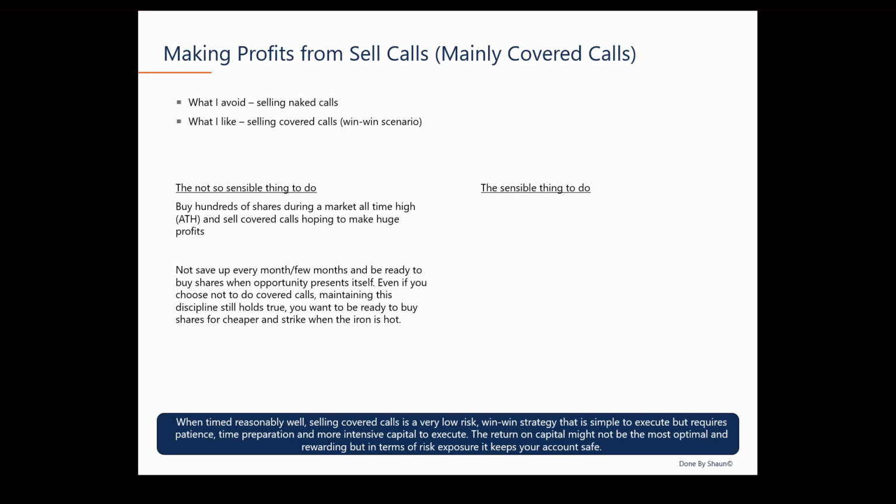The next not sensible thing to do is to not save up every month and every few months, and not be ready to buy shares when opportunity presents itself, right? Because even if you choose not to do covered calls, maintaining this discipline will still benefit you, because as you save up slowly, you build your capital. You want to be ready to buy shares for cheaper and strike while the iron is hot, regardless of whether you do covered calls eventually or not.